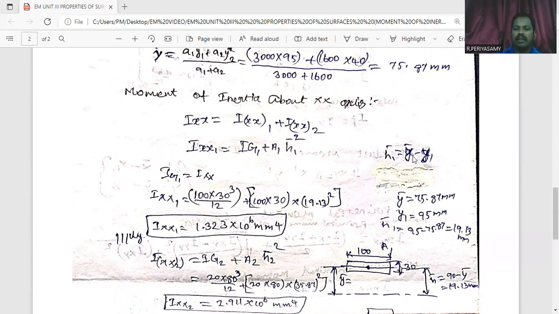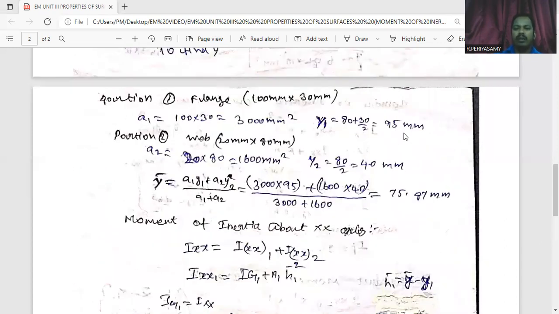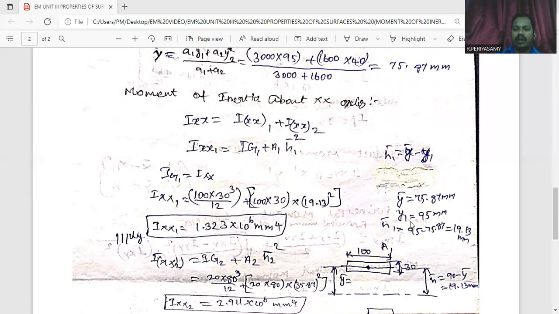Here h1 bar is nothing but y bar minus y1. We know the y bar value, 75.87 mm, and we already know the y1 value, 95 mm. So we substitute the values here. In this step we first substitute the major value and then subtract the minor value. Here the major value is 95 minus the minor value 75.87. Finally, h1 bar equals 19.13.